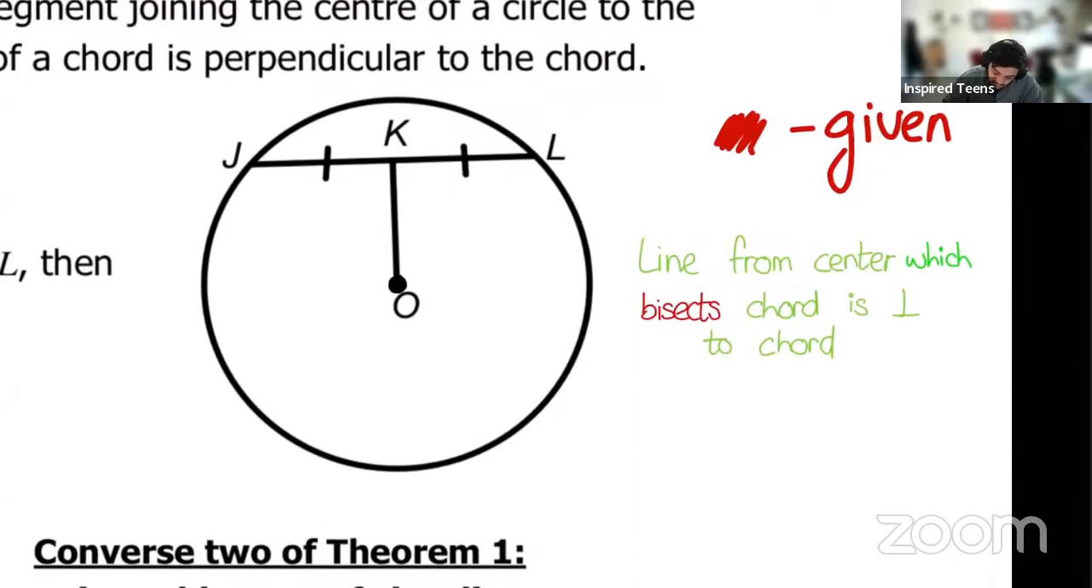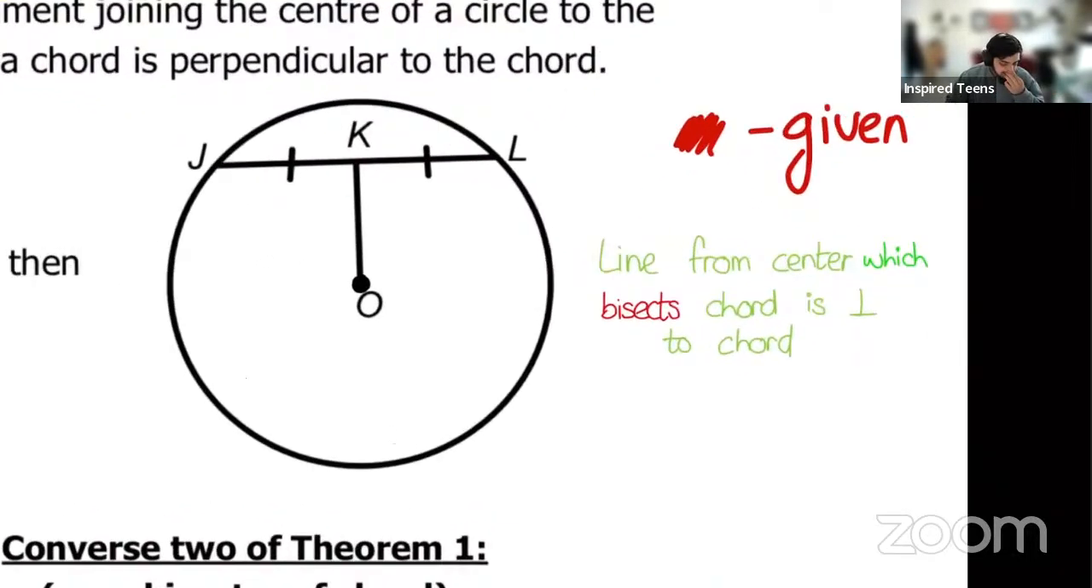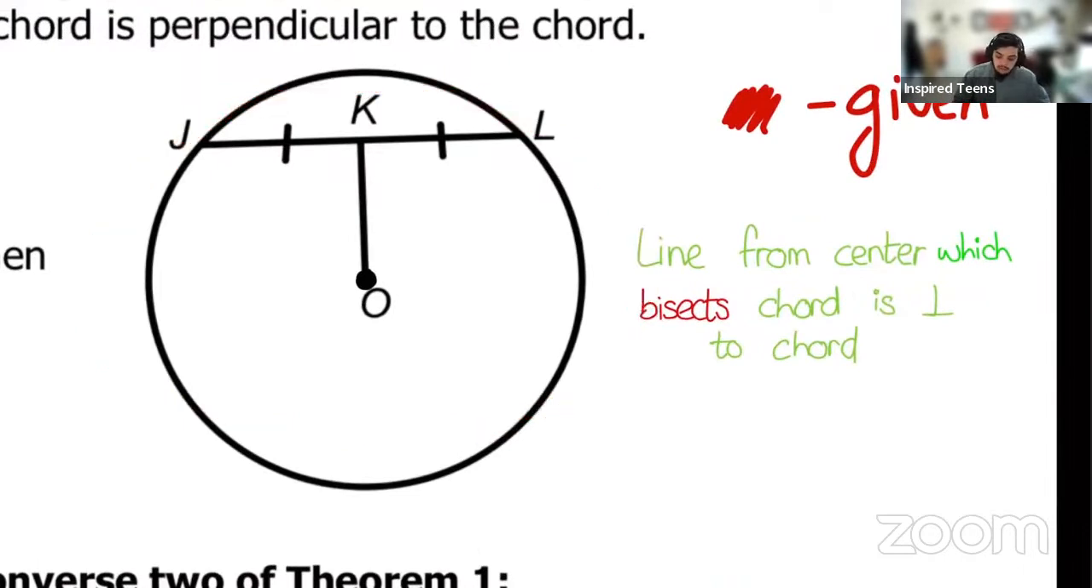Now I'm going to highlight what's given. We'll read the theorem in a bit. I want to do this practically first to get you to understand. We have this little contraption, and I'll explain what's going on. But first, what's given.